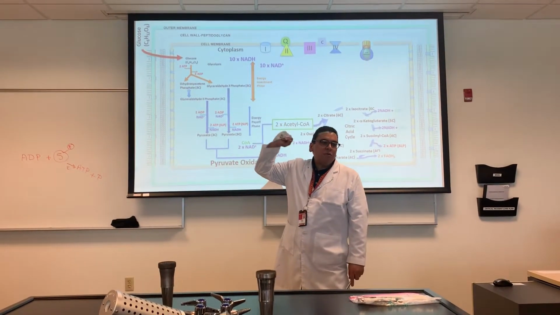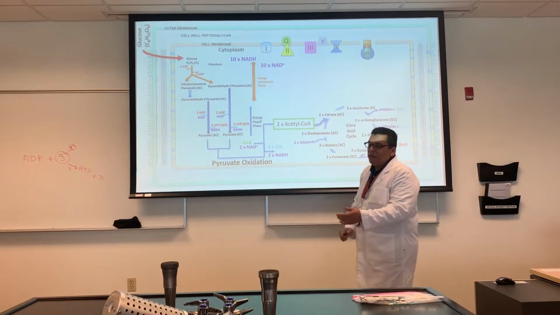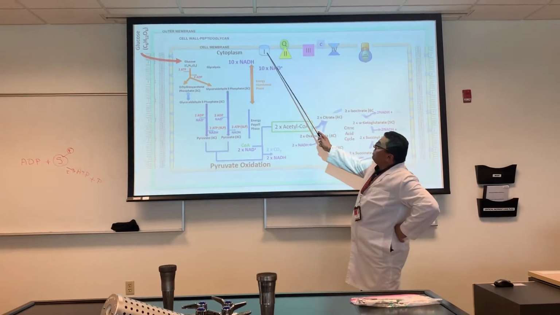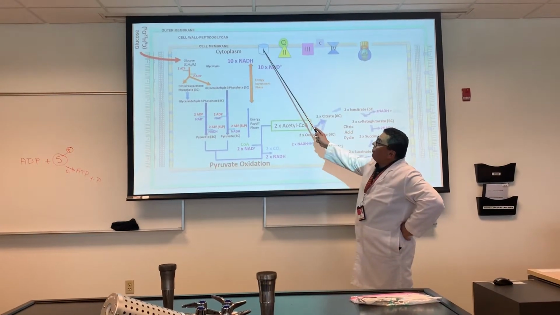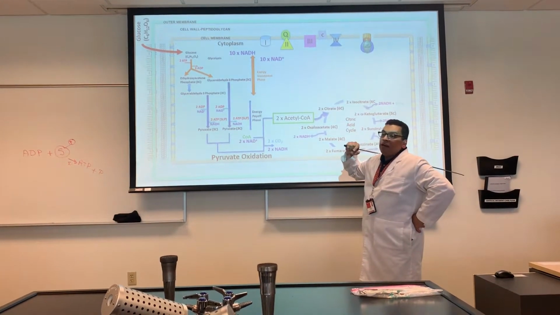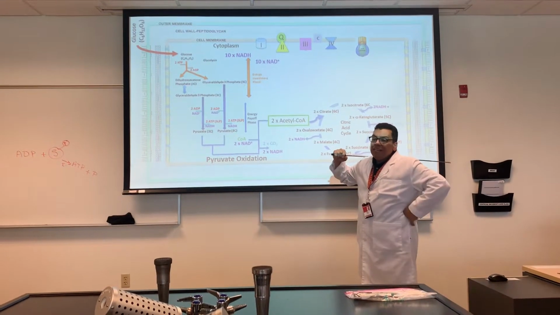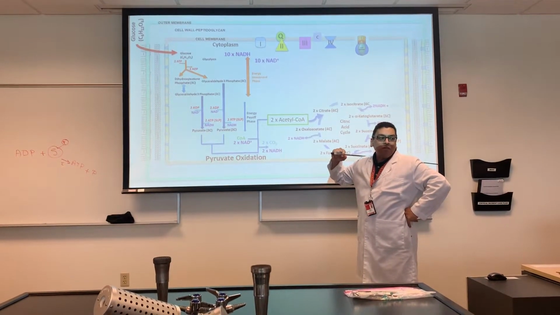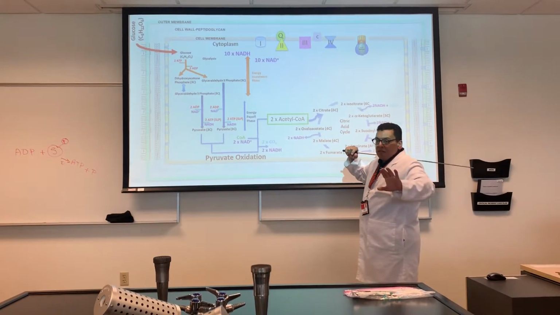Who are they delivering to? The electron transport chain. Now, this is where the fun begins. Here's the electron transport chain. In bacteria, it's in the cell membrane. In your cells, it's in the inner membrane of the mitochondria. That's where the difference is.